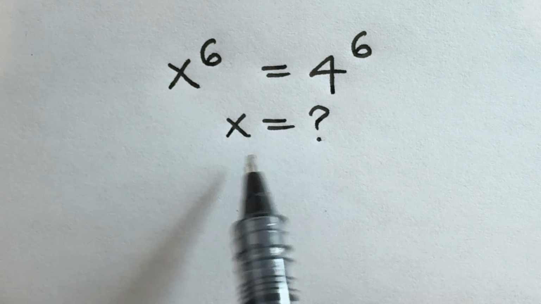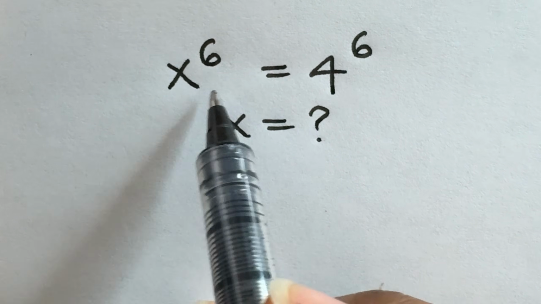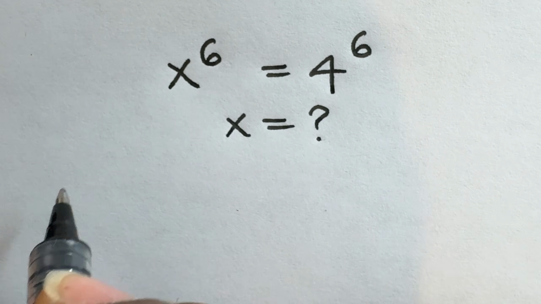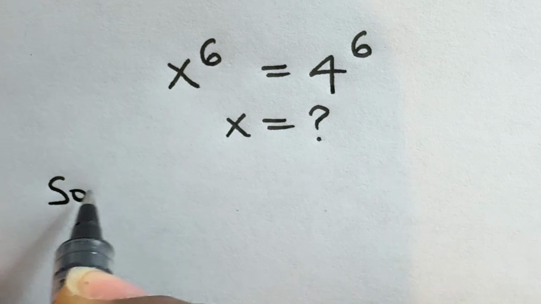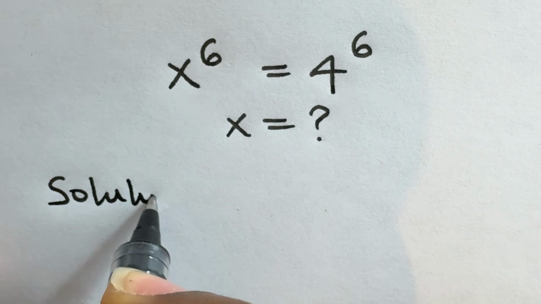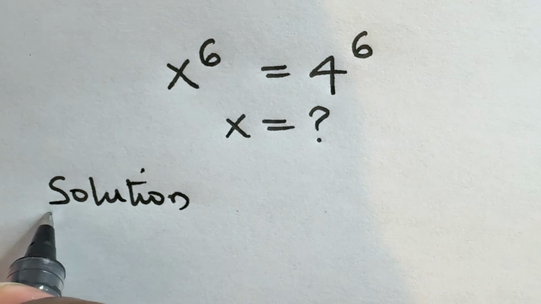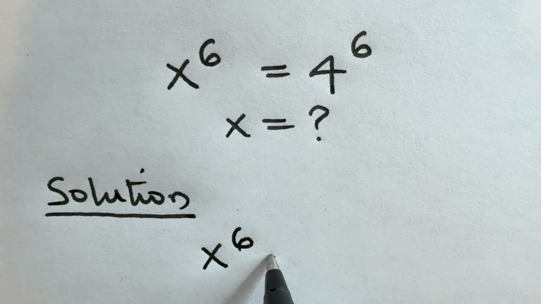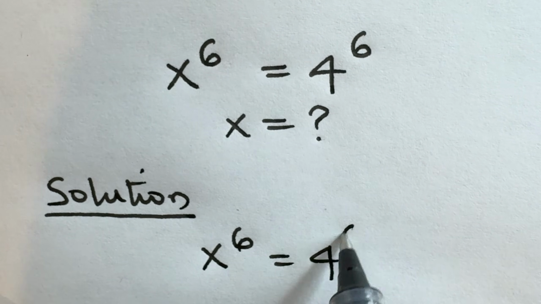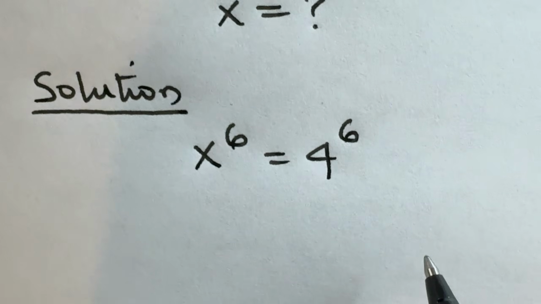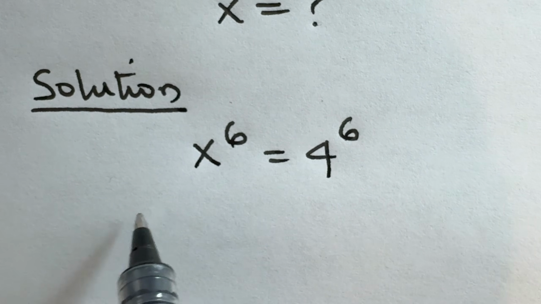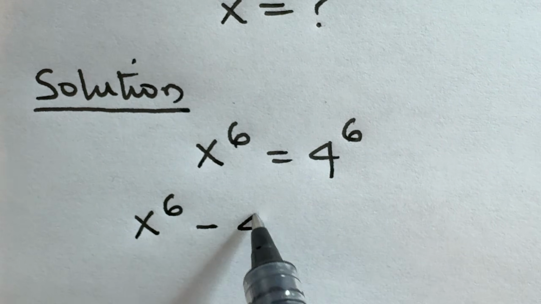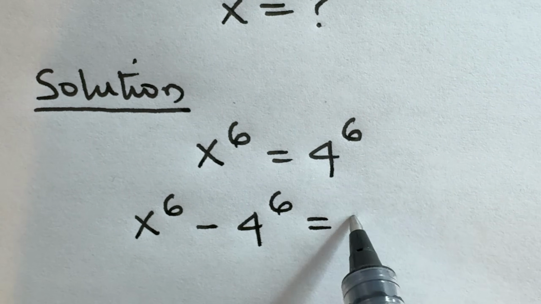In this video, we want to solve for x given x raised to power 6 is equal to 4 raised to power 6. X raised to power 6 is equal to 4 raised to power 6. I'm going to move this to the left hand side, so I have x raised to power 6 minus 4 raised to power 6 is equal to 0.